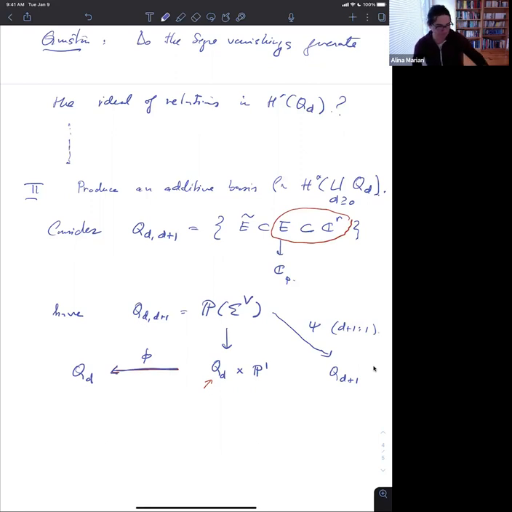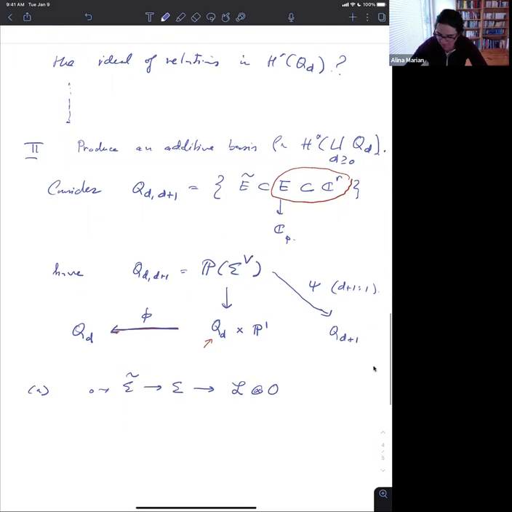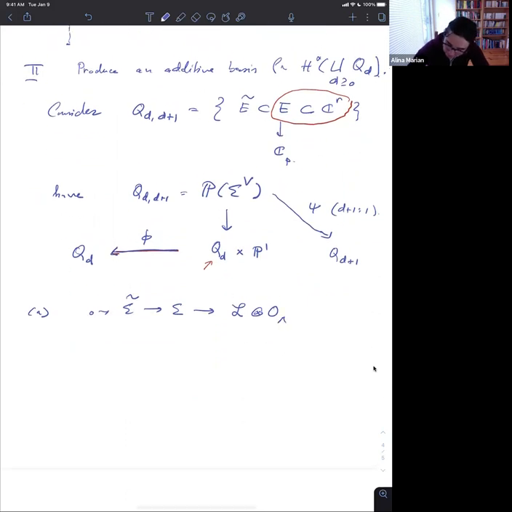And then, there are two basic exact sequences. One is the universal sequence. Well, there's a torsion, and I'll explain this in a second. Or maybe I don't know, it's actually okay.